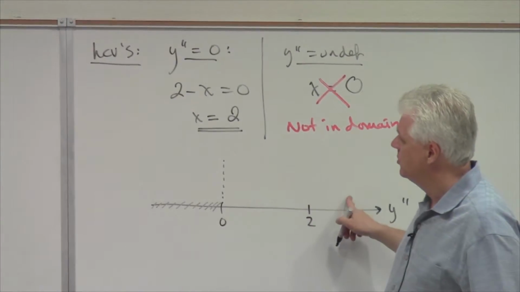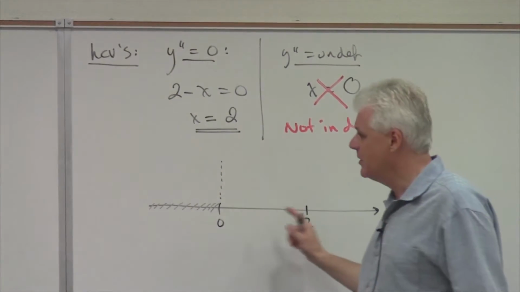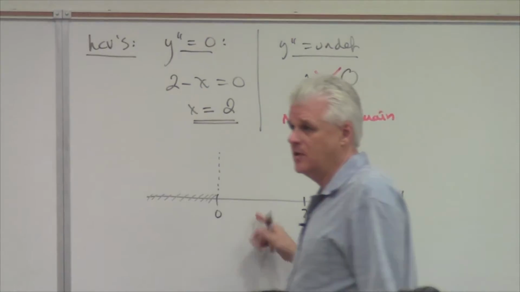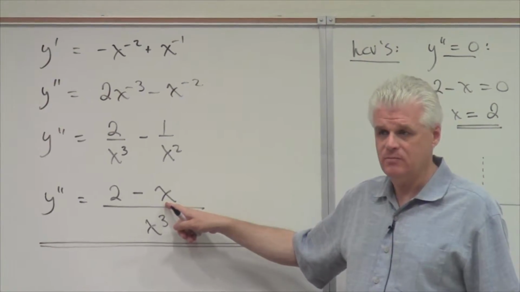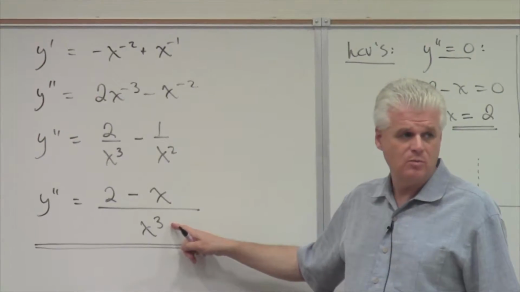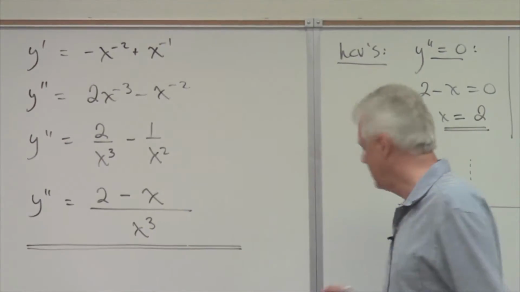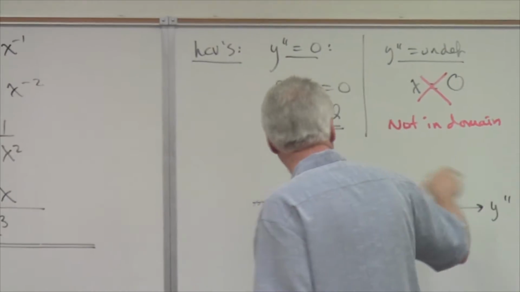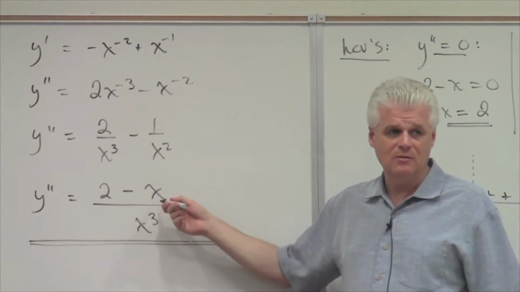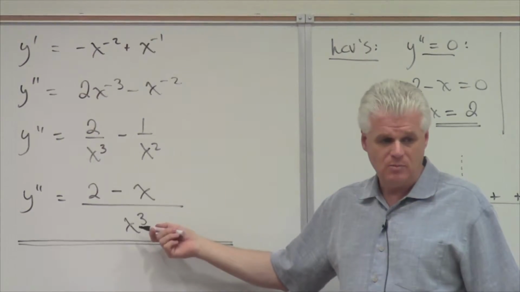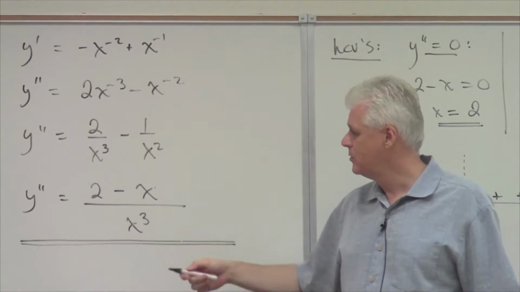Check both sides of 2 in the second derivative. So pick something less than 2, like 1. 2 minus 1, positive. 1 cubed, positive. Positive over a positive, positive. Now check the other side of 2, like 3. 2 minus 3, negative. 3 cubed, positive. Negative over a positive, negative.